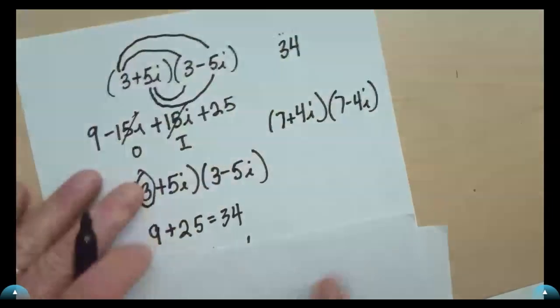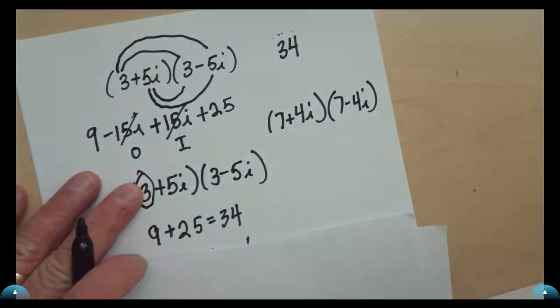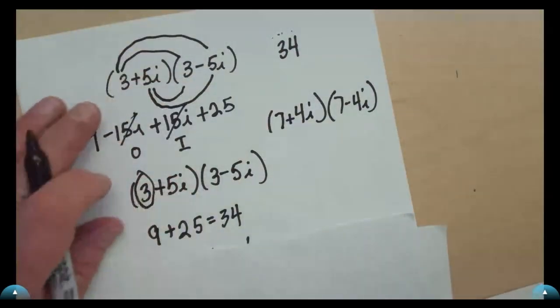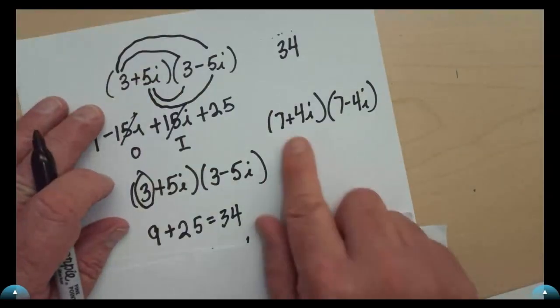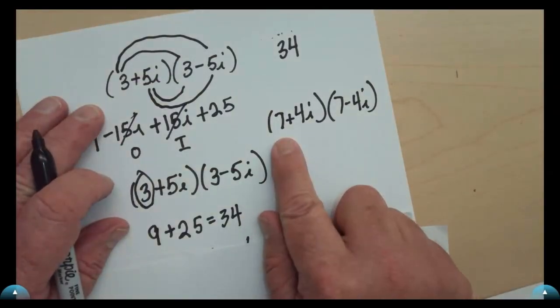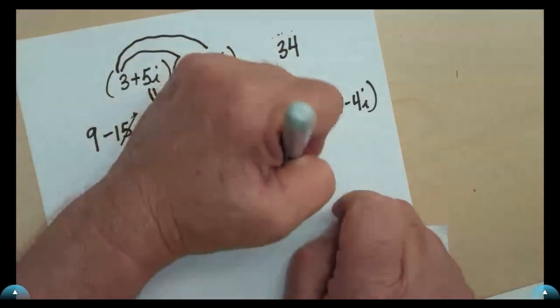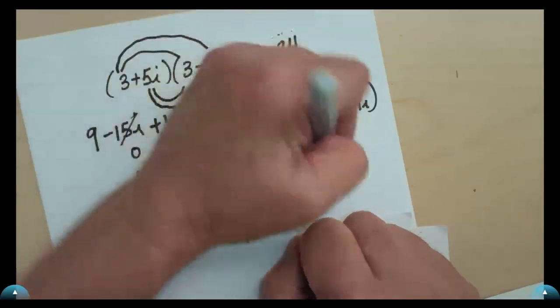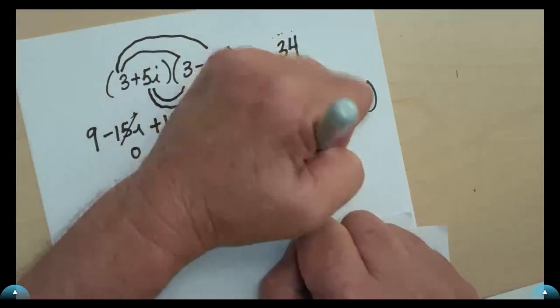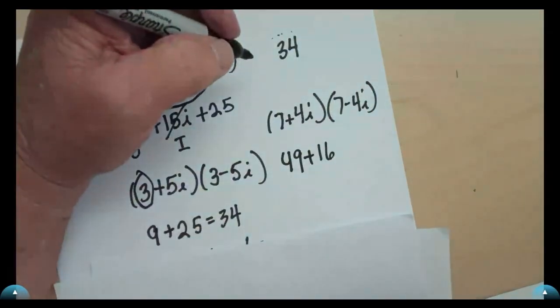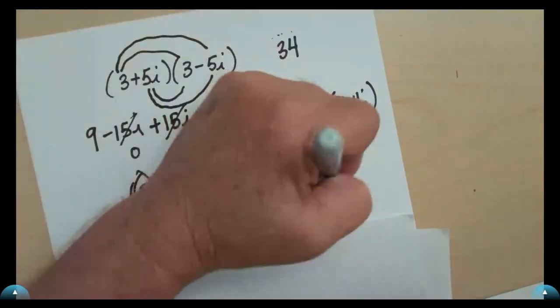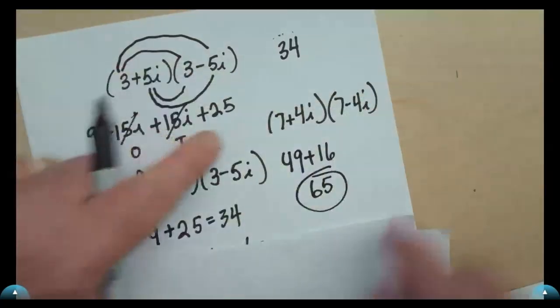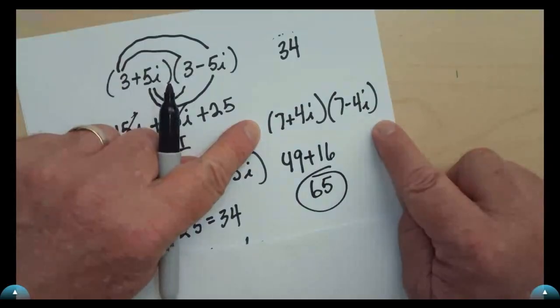So what that means is, if we have a problem like this, I could go through the whole process of multiplying it. There's nothing wrong with doing that. But I also know that these are complex conjugates, so I could just square the first number. 7 squared is 49. I could square the second number. 4 squared is 16, and add those numbers together. That's 65. Then I guarantee you when we multiply these, we'll get 65.